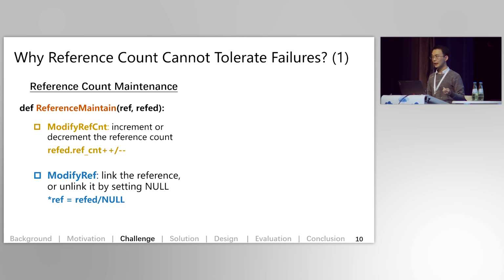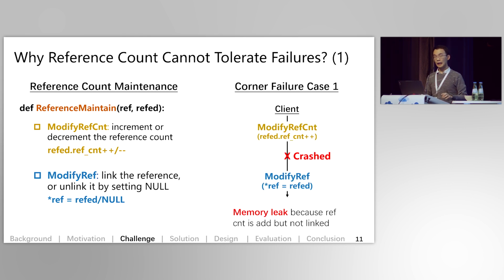Similarly, if we want to detach a reference, it also involves two steps: decrement the reference count and set the value of the reference to none. Although there are only two simple steps, this basic procedure cannot handle failures, because if a crash happens just in between these two operations, we will encounter many problems.